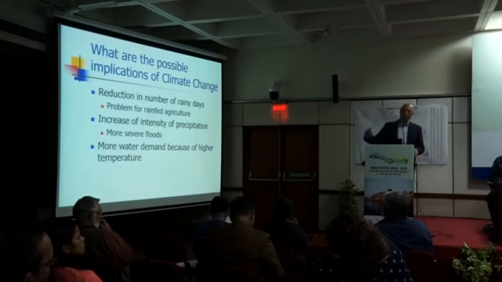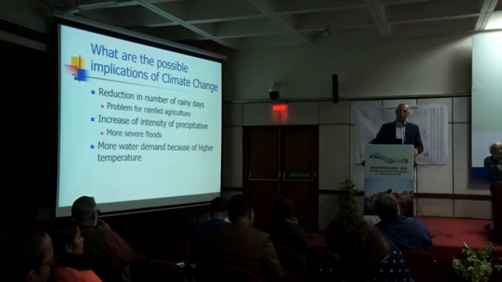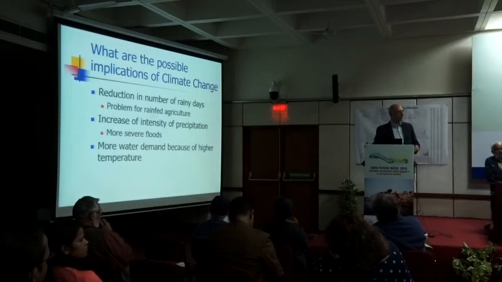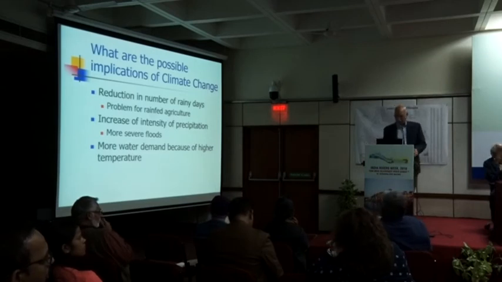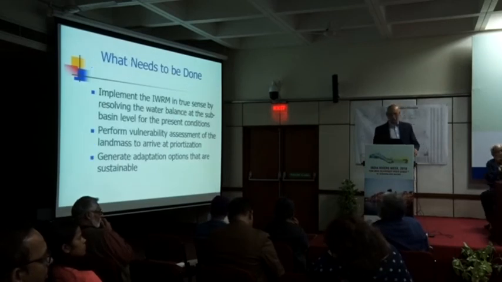What you are getting now once in a 50-year return period might be equivalent to once in 25 years. That is the kind of situation we are heading toward, and we have already started seeing that the intensity of rainfall is much higher than what we have been getting all along earlier. There will also be more water demand because of the higher temperature; of course, the agriculture demand will go up.